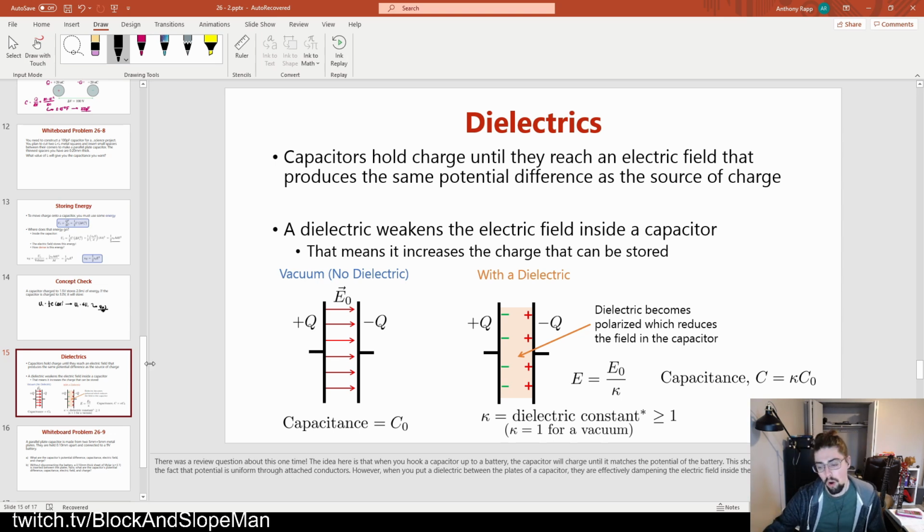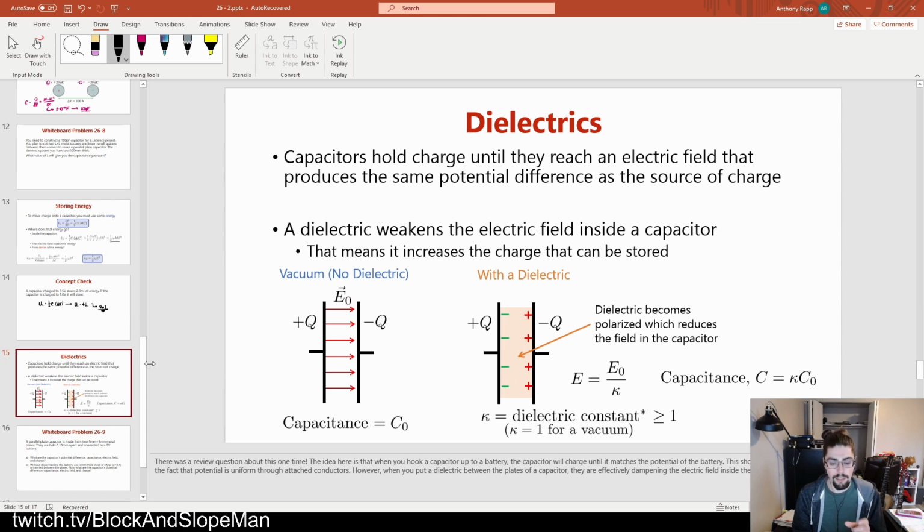And if you've been going through all of the review problems before the exams, you'll have seen this once before. Dielectrics are special materials that are non-conducting, so they don't allow their charges to move, but they do have atoms or molecules inside that are able to be polarized. So what that means is that if I put a dielectric into a capacitor, what it's going to do is essentially dampen the electric field.